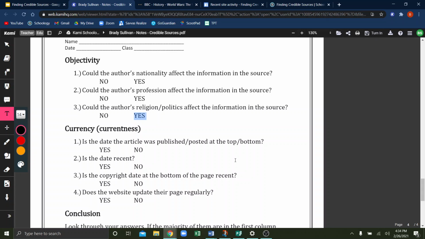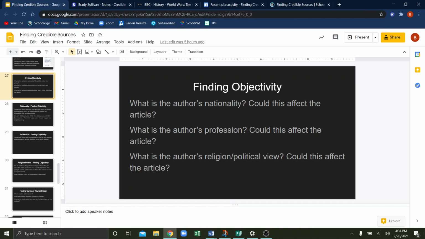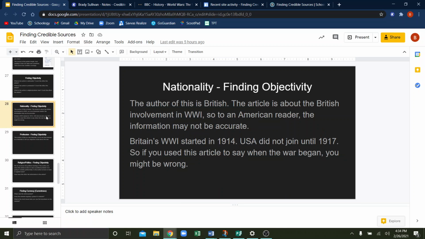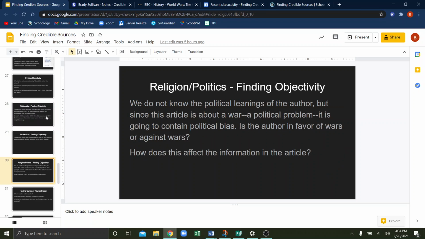I'm going to have to look as I read this to make sure that there's not a political bias, a political favoritism. If Stephen Badsy is a Republican, then anything he writes about war might have a Republican leaning. If he's a Democrat, anything he writes about war might have a Democratic leaning or bias. Okay, so I'm not going to use these here.